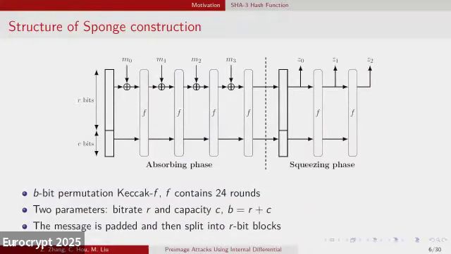Keccak adopted the sponge construction. The sponge construction is a framework of constructing hash functions by permutations. It uses a big underlying permutation. Keccak-f contains 24 rounds. And there are 2 parameters, bit rate R and capacity C. The sum of R and C is B. And before processing, the message is padded and then split into R-bit blocks.